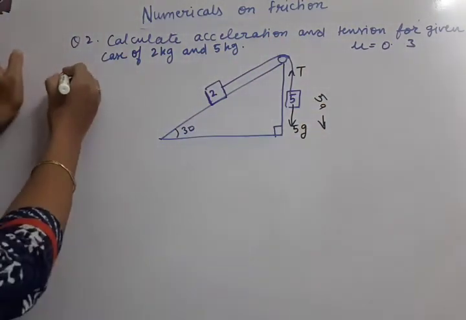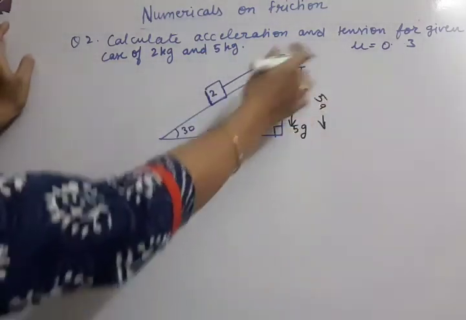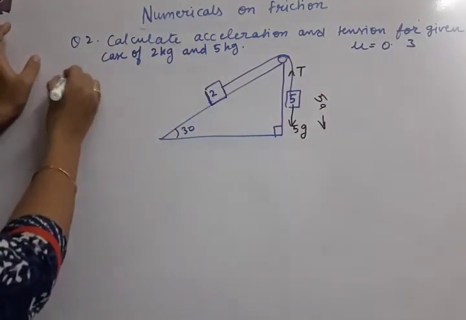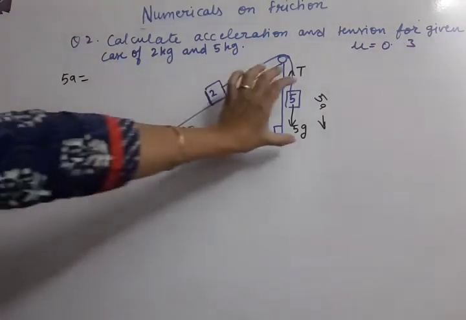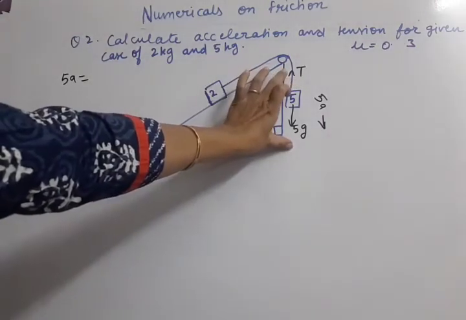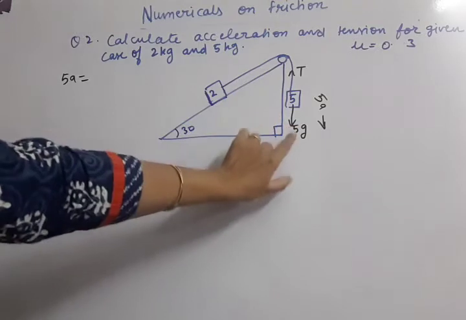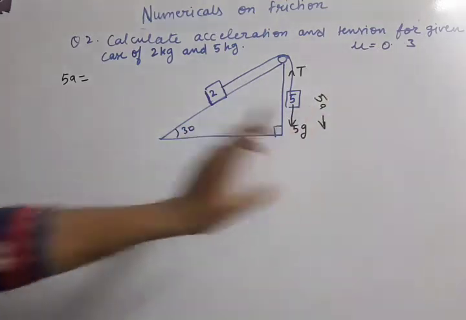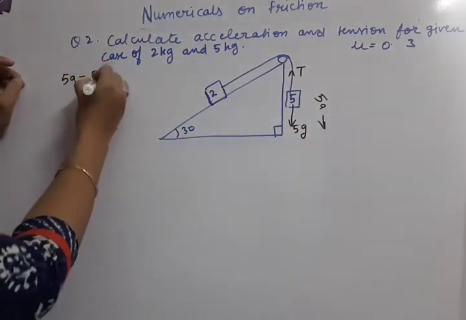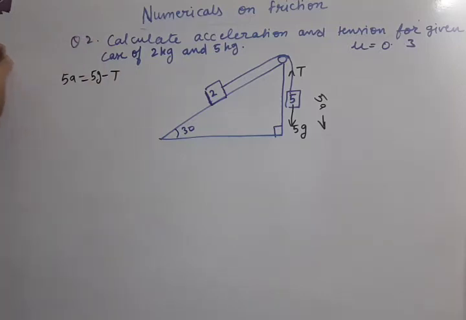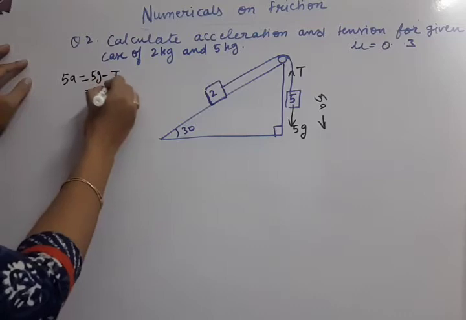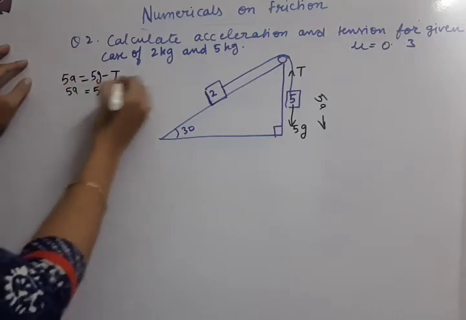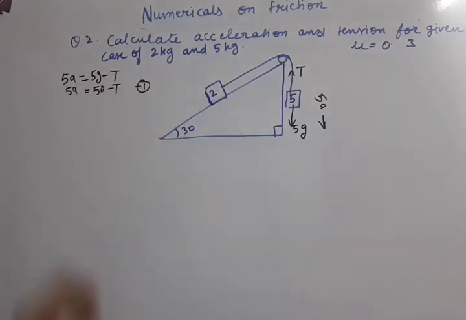What will be the equation connecting all these forces? 5A is the resultant of these two opposite forces. Opposite means we will subtract. The weight is greater because the 5A direction is downwards. So 5G minus T is the equation. 5G is 50. So 5A equal to 50 minus T. This is the first equation prepared.